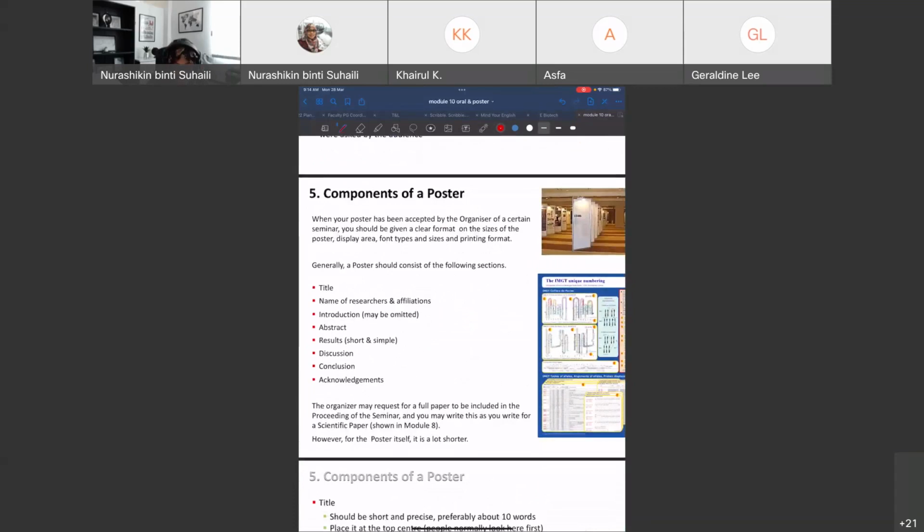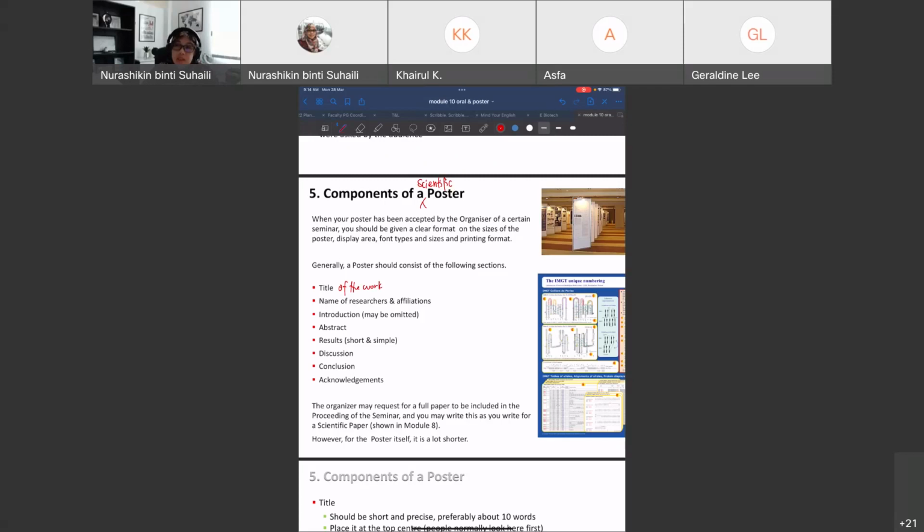This is a scientific poster. It's not a general poster. A scientific poster is very specialized to your field normally. So the format: it must have the title of the work. Every piece of work that you're doing, there must be a title of it.